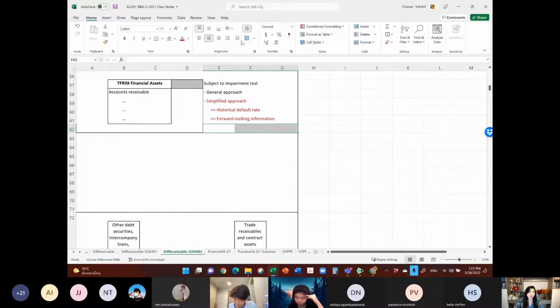So what we're going to do is use the historical default rate together with the forward-looking information. What do we mean by this term forward-looking information? Let's say that according to what you have recorded in the past, there may be 8% of the accounts receivable that will not be collected, right? Maybe that's 8%. And then you incorporate the forward-looking information into it.